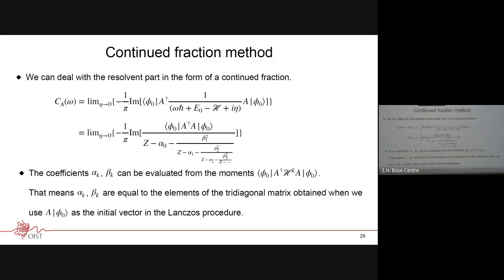When we are using this A as S(Q), for example, S(Q) means the equal-time spin structure factor. That means the Fourier transform of the local spin operator. So now there are the alpha and the beta coefficients. Actually, these coefficients can be evaluated from the moments of this equation. That means that this alpha k and beta k can be evaluated by the Lanczos method again. So this alpha k and beta k are equal to the elements of the tridiagonal matrix obtained when we use this A and the phi 0 as the initial vector in the Lanczos procedure.